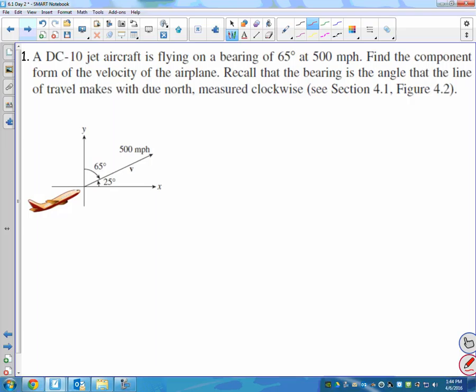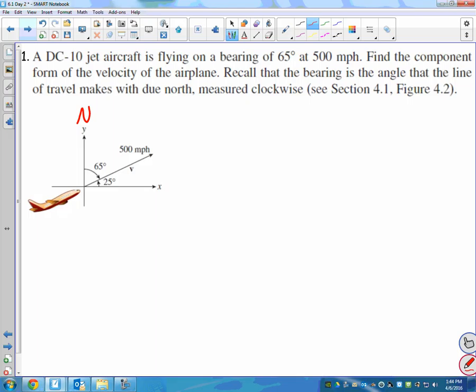Recall, this is really important. It just says recall, like you all know this, which if you don't do any navigating, you probably don't know this. When it says bearing, it's the angle that the line makes with due north measured clockwise. So due north is always going to be right here, and the bearing is the angle measured from there. And in that other example that we did a long time ago, we talked about measuring 65 degrees east of north, and that would be the same as the bearing. We would say that's 65 degrees.